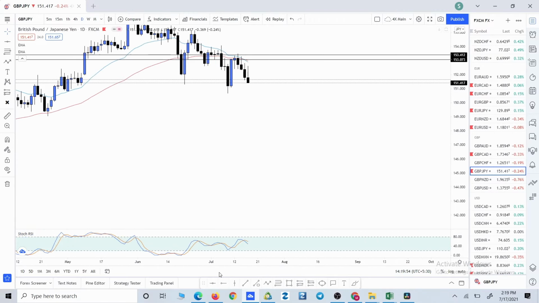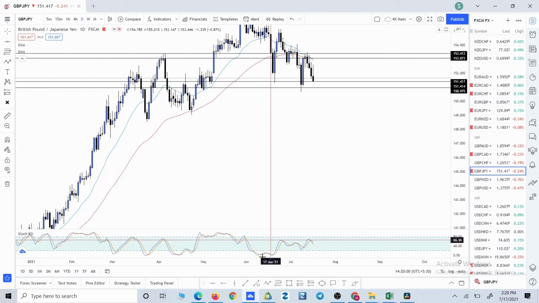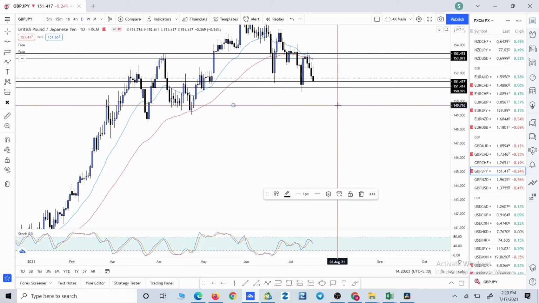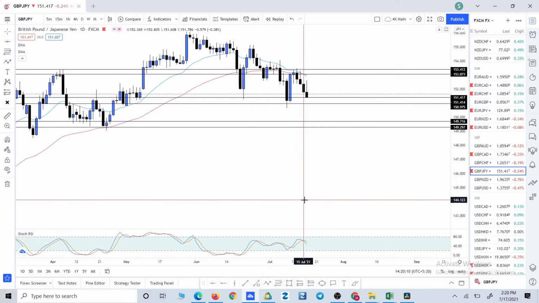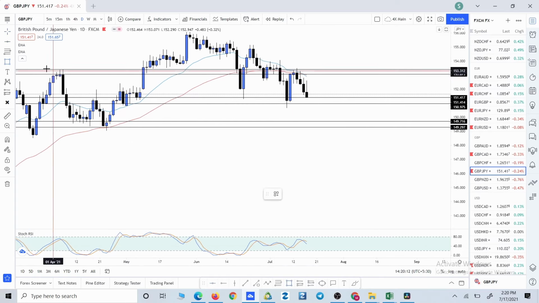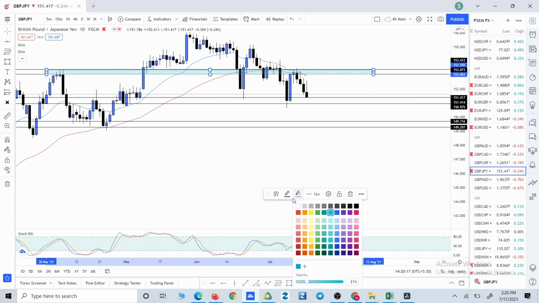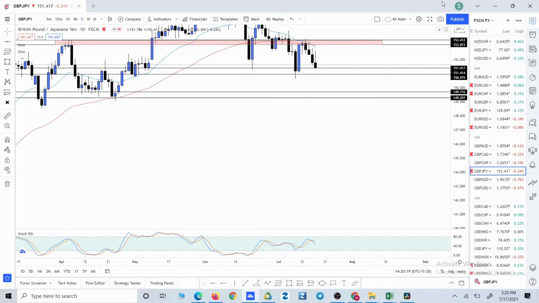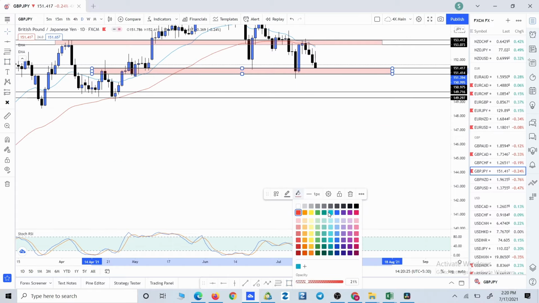Now let's mark the support zone as well. Price is currently on a support. Yes, I will mark one more support zone and I will tell you why later. Yeah, here. So we have our support zone and we have our resistance zone. So we will color these zones. This is a resistance zone, so we are going to color it red. And support zones, we are going to color them green.